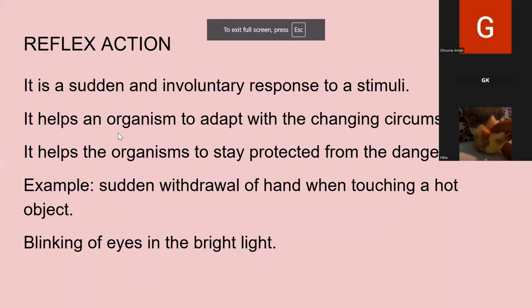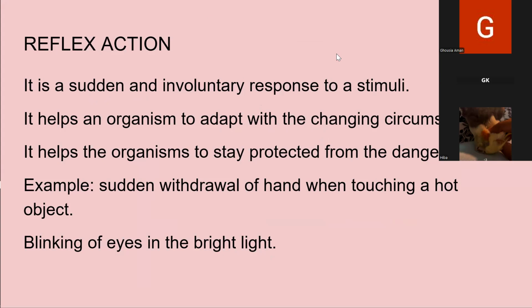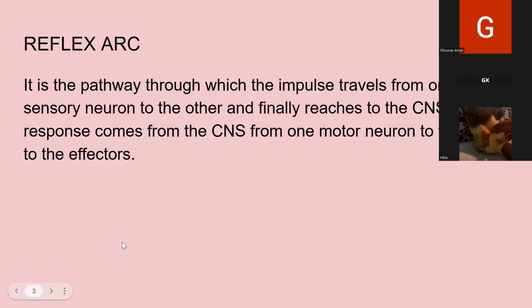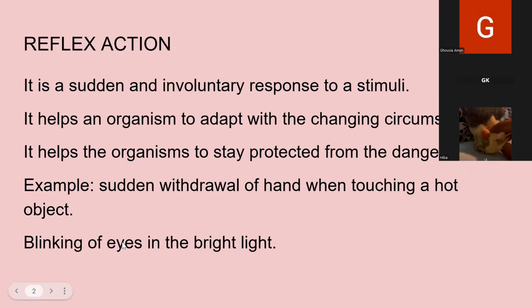So yesterday I was talking about reflex arc. So what is reflex action? Reflex action is the sudden response without any decision making. All of a sudden, like you are ironing your dress, and you touch the hot iron. What will you do? Without making any decision, you will just withdraw your hand. So sudden withdrawal of the hand when you touch a hot object, or all of a sudden when you look at a bright light, you start blinking. These are the reflex actions which are not in the direct control of the conscious part of the brain.